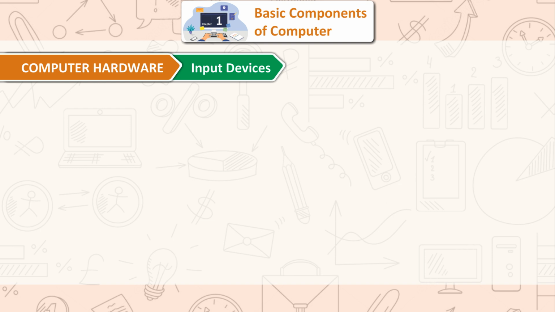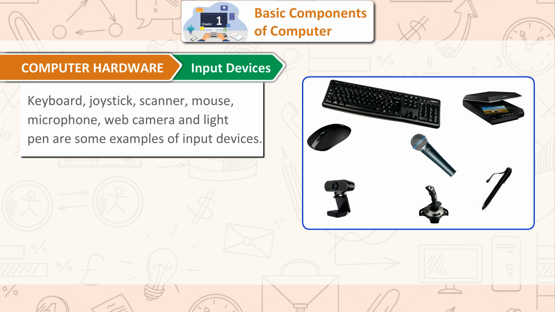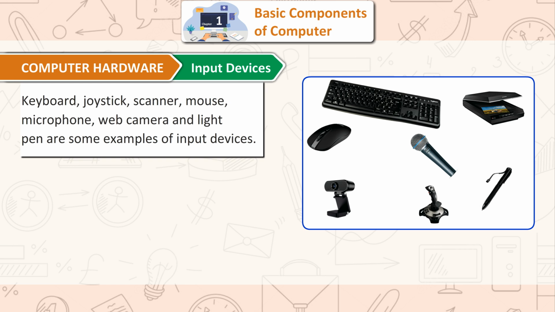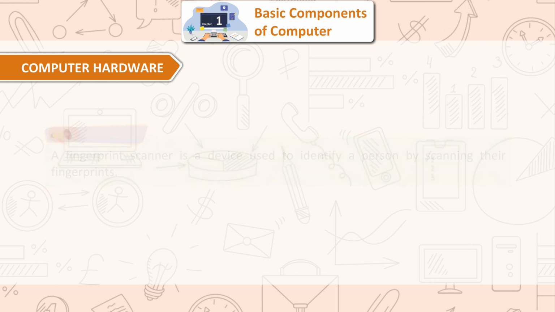Input devices: the data or instruction we enter into the computer is called input. Input devices are those devices that allow us to enter data and instructions into a computer. Keyboard, joystick, scanner, mouse, microphone, web camera, and light pen are some examples of input devices. Factbot: a fingerprint scanner is a device used to identify a person by scanning their fingerprints.